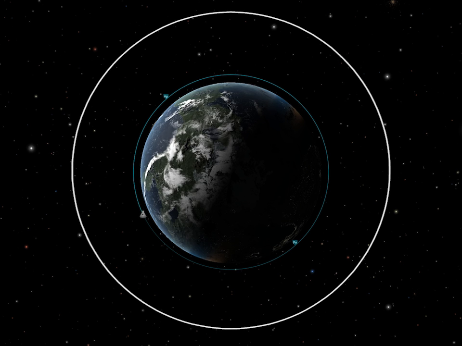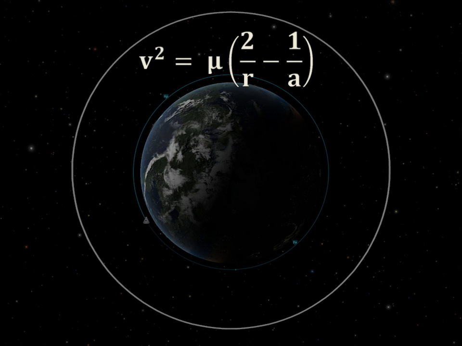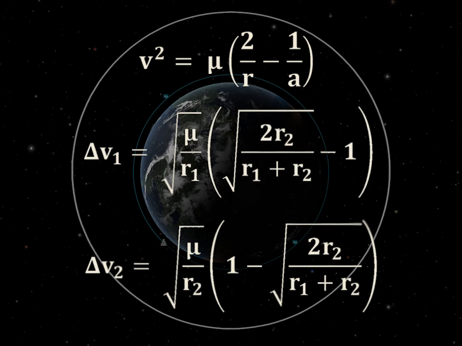Orbital speed is calculated using the Vis-Viva equation. As we know, a Hohmann transfer consists of 2 burns, so this equation can be manipulated to yield the following 2. Where μ is the standard gravitational parameter of the primary body, in our case Earth, r1 is the radius of the initial orbit, and r2 is the radius of the desired orbit.